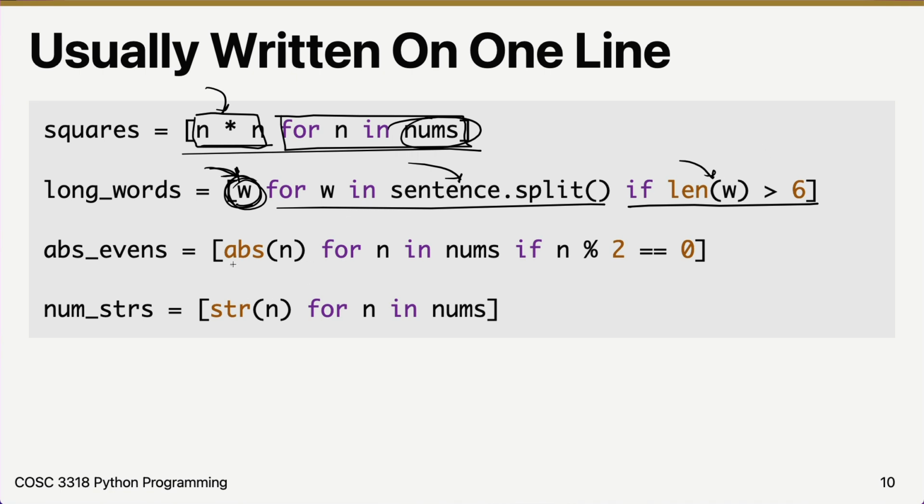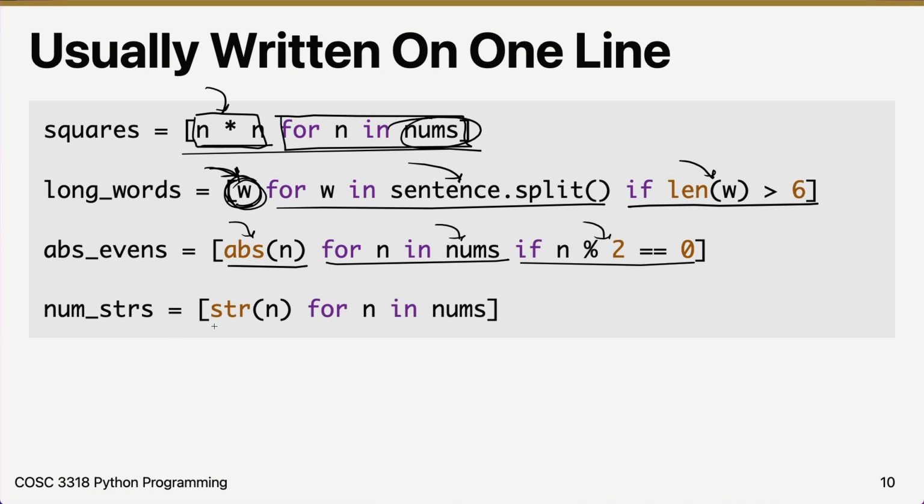And here's that absolute even one. Here I'm saying I'm going to take the absolute value of n, and that comes from nums, and then only if n is an even number. So I'm only going to have absolute values in there from this list, and here's that clause. I know it's going to be even numbers.